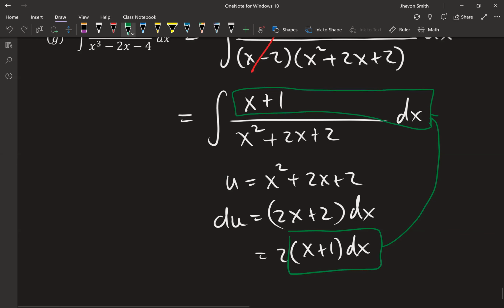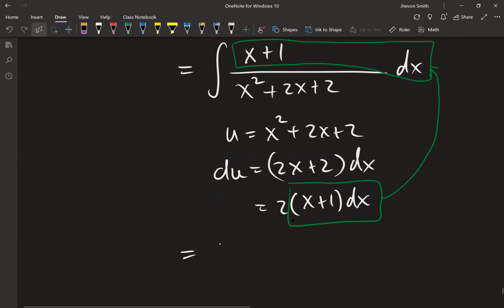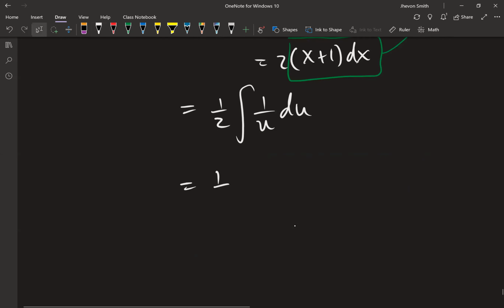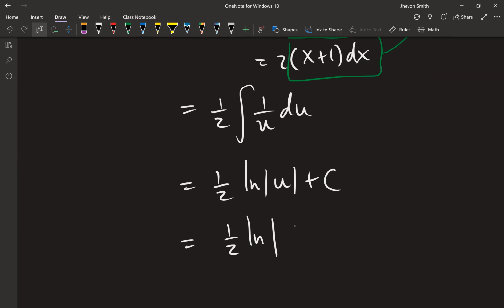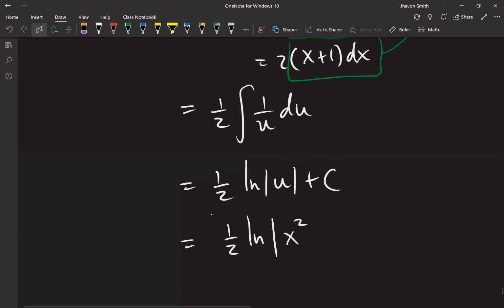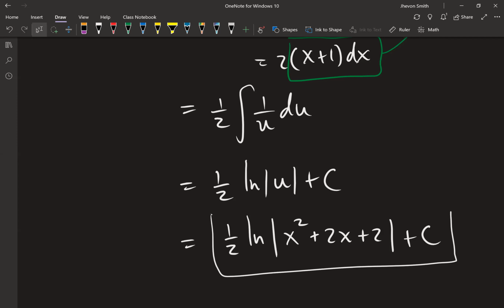That's that there. So that tells you that this integral is actually 1/2 the integral of 1 over u du. And so this gives you 1/2 ln of the absolute value of u. And this is 1/2 ln of x squared plus 2x plus 2. And that is actually the integral.